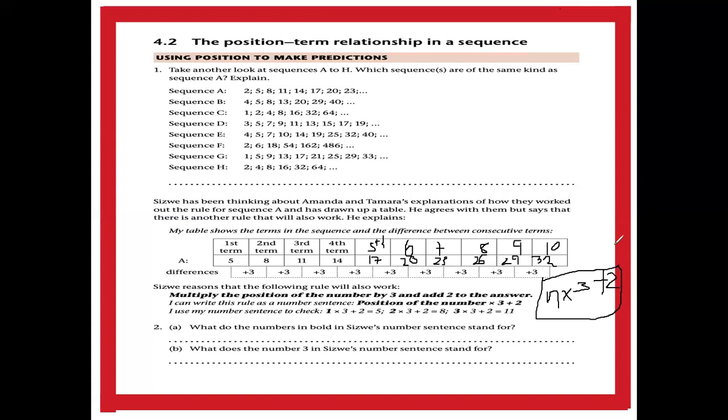I'll hopefully explain that in more detail just now if we get another example. What do the numbers in bold in Caesar's number sentence stand for? These numbers here stand for the term, the number, like which term it is. I'm just going to write term. So it stands for the term.